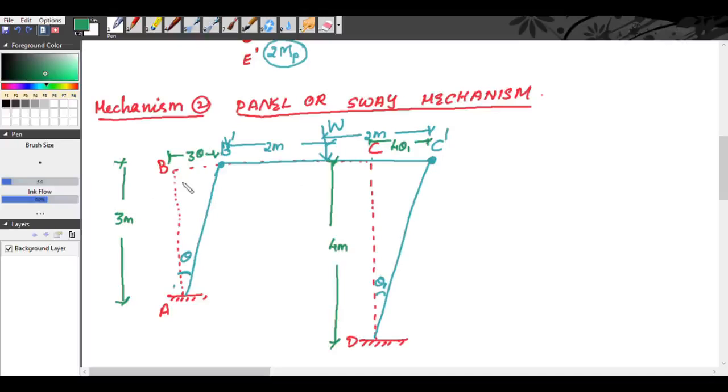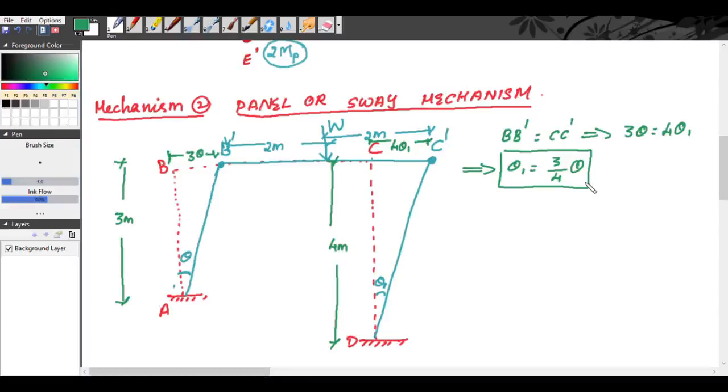Okay. Now we will do as we did so far. So now we know B dash is equal to C dash. So from which we get 3 theta is equal to 4 theta 1, which means theta 1 is equal to 3 by 4 theta. Okay. So now see, this angle will be theta and this angle will be theta 1. Draw straight parallel line. So this angle will be theta 1.